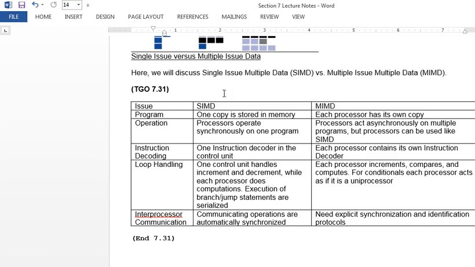Instruction decoding. One instruction from the decode from the control unit. So we have multiple processors, but we have one issued instruction.